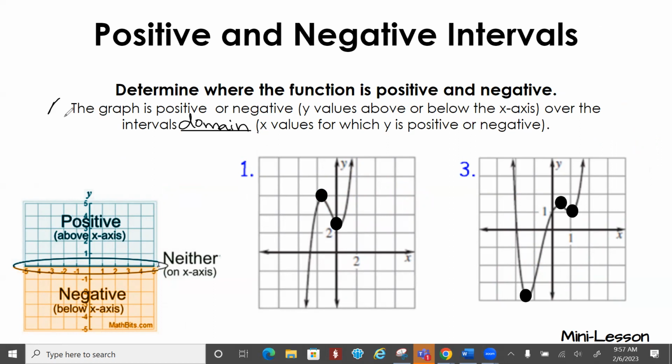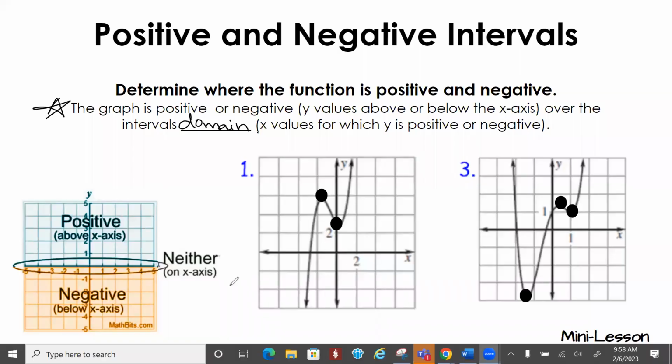Okay, so take a second, write this down. Positive or negative. So kind of summarize this. If it's positive, it's going to be above the x-axis. If it's negative, it's going to be below the x-axis. And then you're just telling me when that's happening. So for instance, on number 1, we see that it crosses the x-axis right here, right?